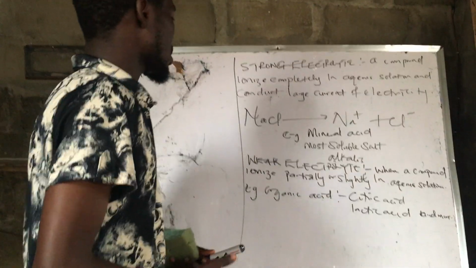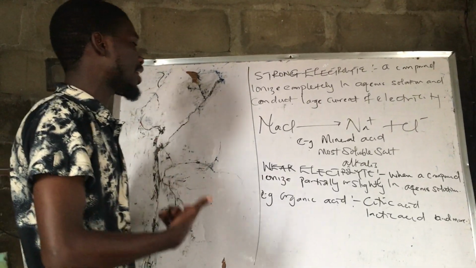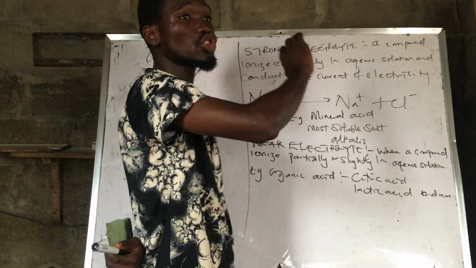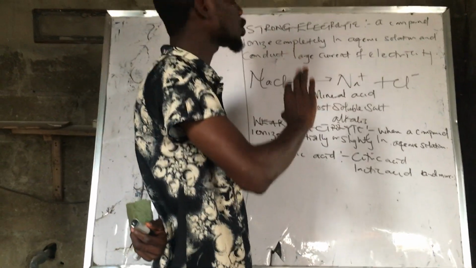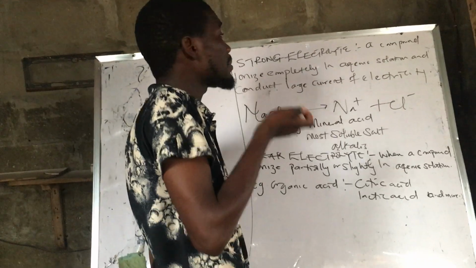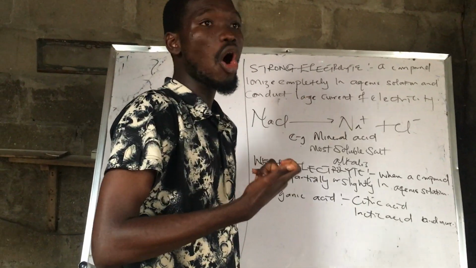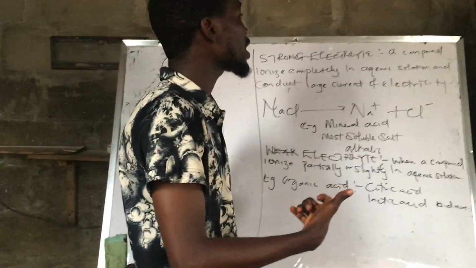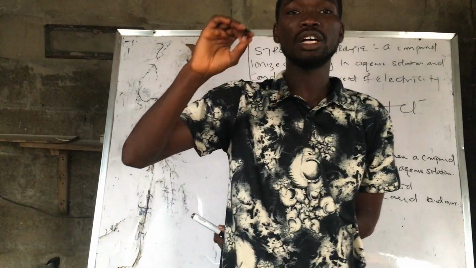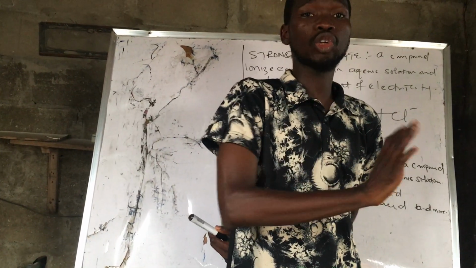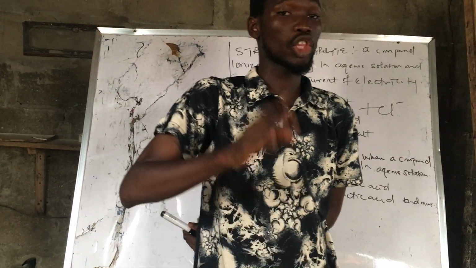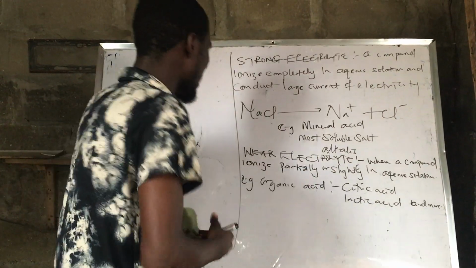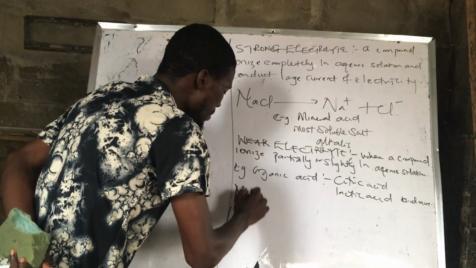So class, when we look at this weak electrolyte, when the compound ionizes partially or slightly in aqueous solution. Oh, sorry, I missed one thing here. When they ionize slightly or partially in aqueous solution, then they conduct less, or they do not conduct electricity. But note one thing, in chemistry, many have been asking if water belongs to strong electrolyte or weak electrolyte. No, water belongs to weak electrolyte.